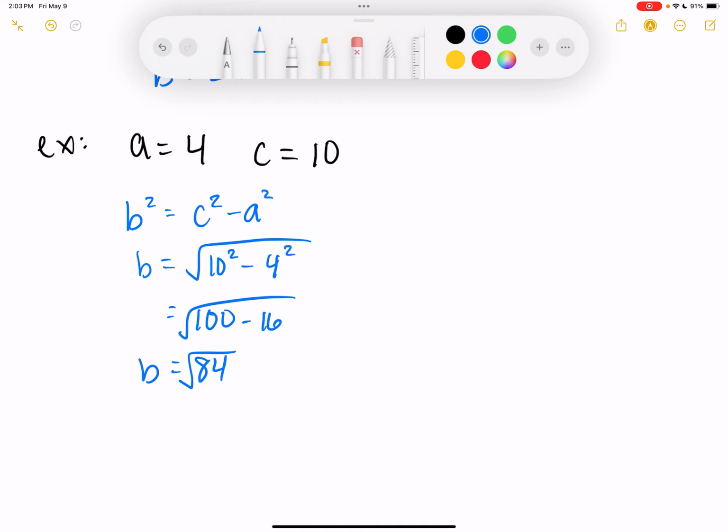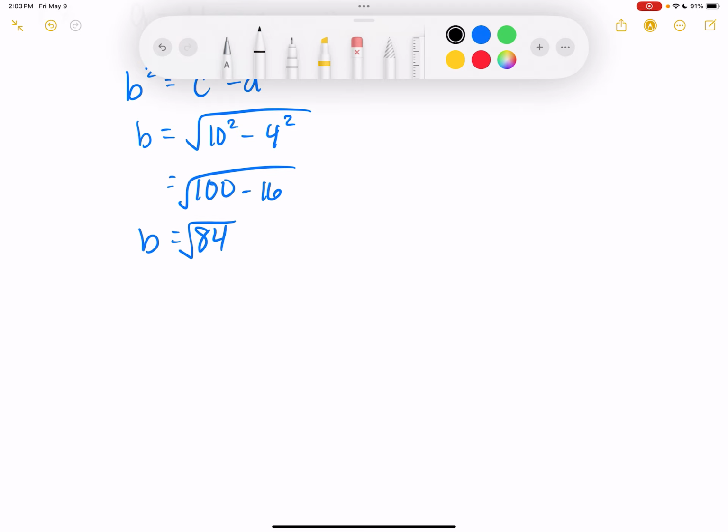Now, we can also use this. They call it the converse of the Pythagorean theorem. If we're given 3 side lengths of a triangle, we can determine if it's a right triangle by plugging in the numbers and seeing if they're equal to each other. An example of that, number 24: they give us the side lengths 9, 12, and 15, and I can test to see if this is a right triangle by plugging them in.